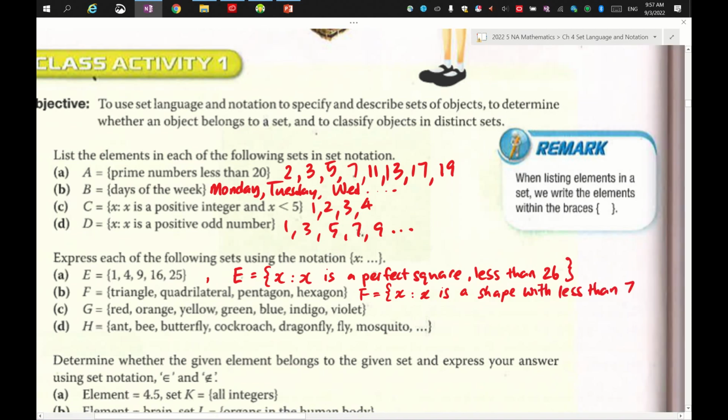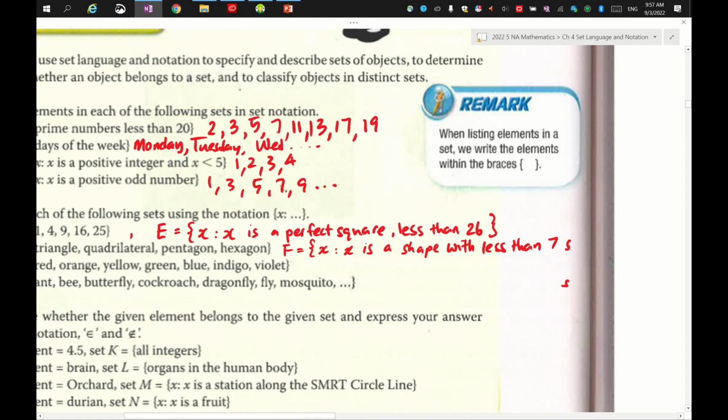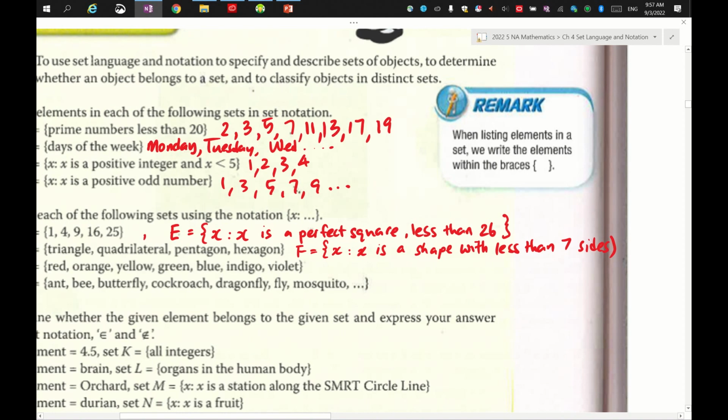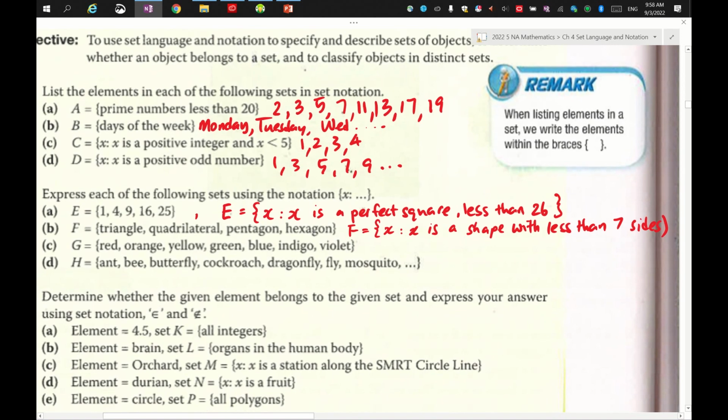So you can be creative. 7 sides, for what? Heptagon, H-E-P. 8 sides, octagon, right? 9? Nonagon? I cannot remember, but you should remember.